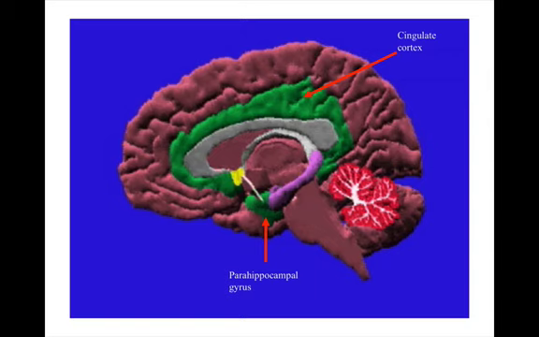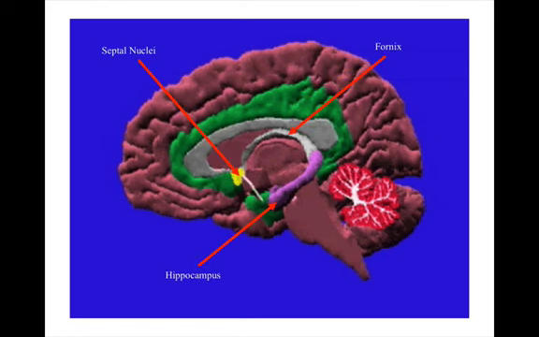And the parahippocampal gyrus is heavily interconnected with the hippocampus. And like the hippocampus, it plays an important role in memory. And again, as I mentioned earlier, the top part of the limbic lobe is called the cingulate cortex. And the cingulate cortex also plays a role in memory, but also in emotion.